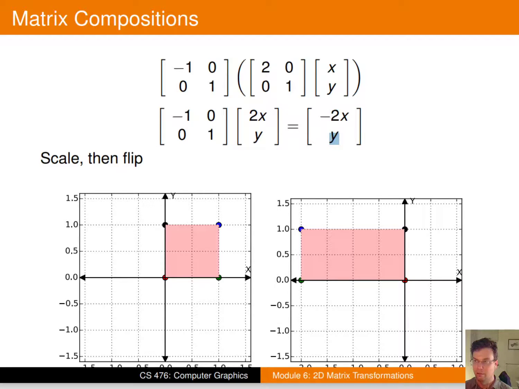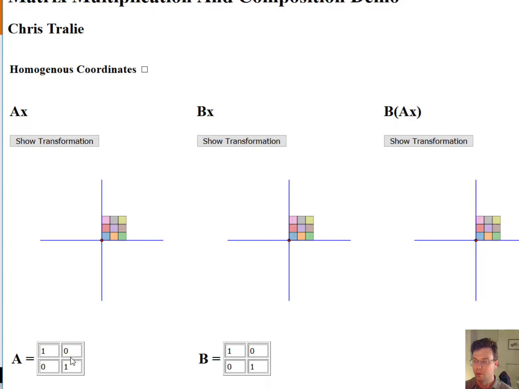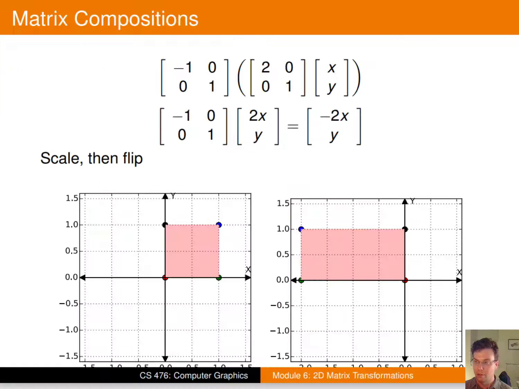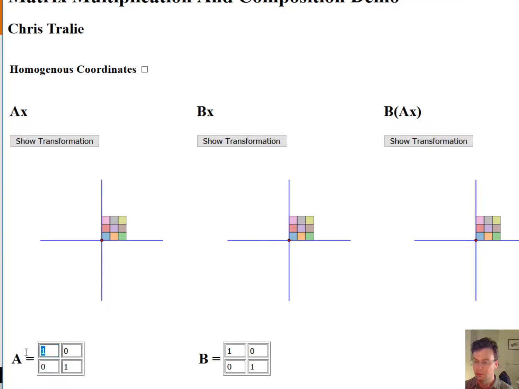It's actually more exciting if I show you in the demo here. I set this up so the first one is 2, 0, 0, 1. We'll call that matrix A. So that's the scale in x. And then the second one, I'll call it matrix B. That's the flip in x. And so here it is. I'm writing the parentheses like that. Okay, so this is what it would be if I just scaled, and this is what it would be if I just flipped. But if I scale first, and then I flip, that's what I get.